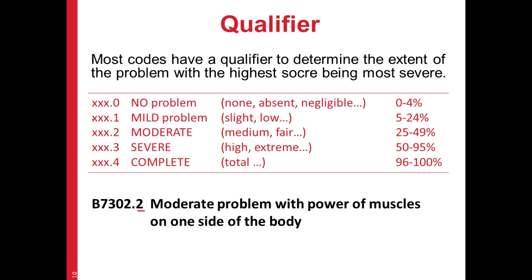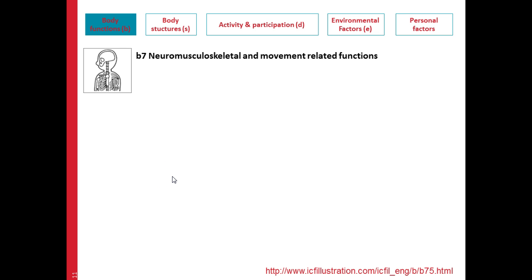If we had the code B7302.2, therefore, this would indicate that the person had a moderate problem with the power of muscles on one side of the body. Within body functions, the most relevant chapter is B7, neuromusculoskeletal and movement-related functions.